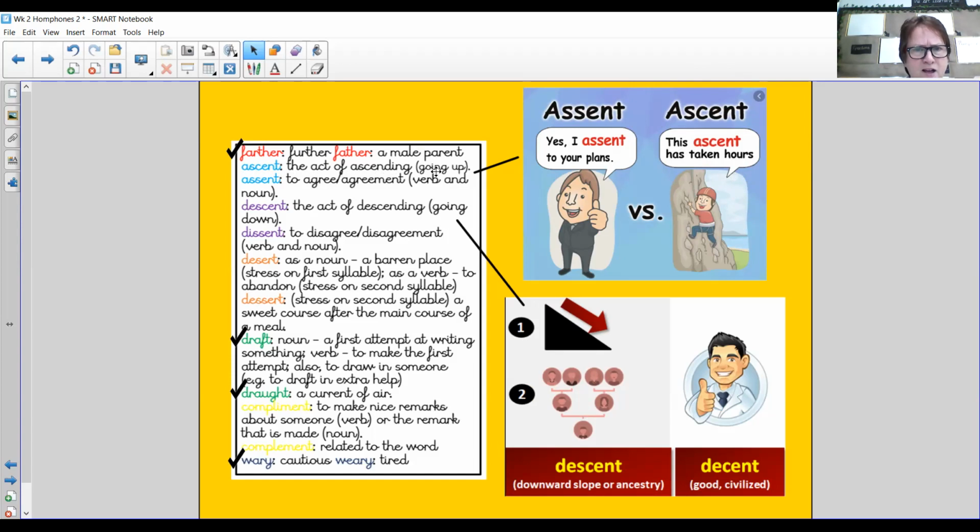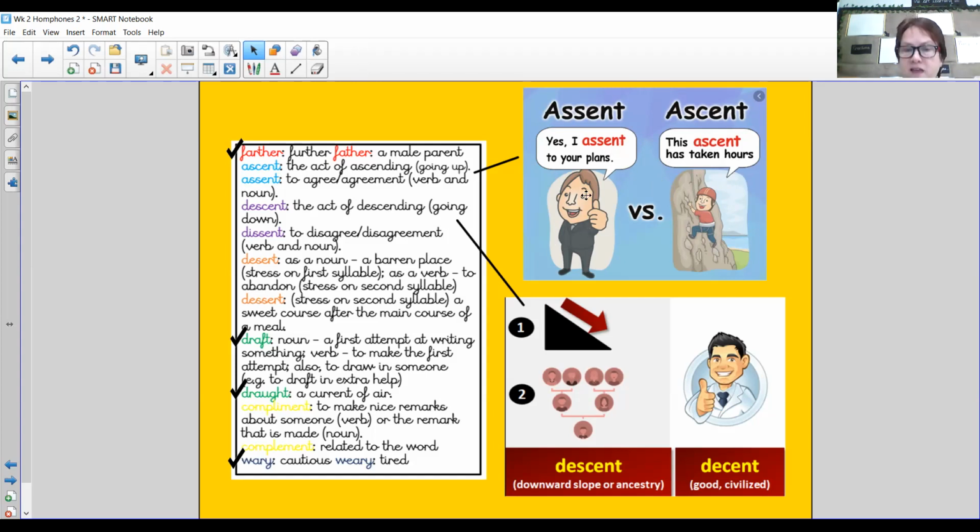I'm looking at that saying going up. Of course it is. Descending is coming down. Ascending is going up. So the climber is going up. The ascent. This ascent has taken hours. A-double-S-E-N-T is this one here. Yes, I assent to your plans. You are agreeing to it. So both have very different meanings, and there's only one letter that is different in the spelling. So that's quite a tricky one.